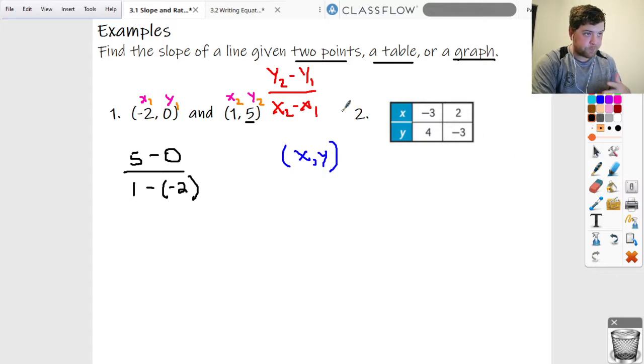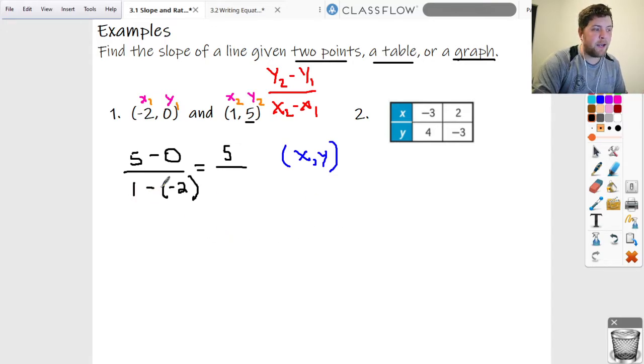Okay. So looking here, that top is super, super simple to solve, right? 5 minus 0 is 5. Okay, that bottom part, right? 1 minus negative 2. Okay, 1 minus negative 2.